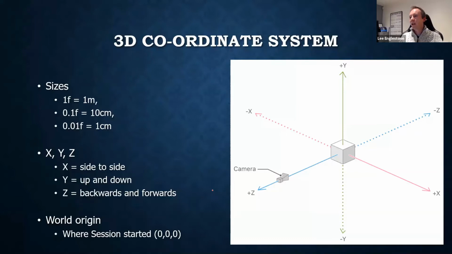Now the Z index I need to highlight because it's a bit of a gotcha. It works, I'd say, backwards to forwards. You'll notice that the negative Z index is actually in front of you, and the plus Z index is behind you. Don't ask me why it does that. But if you're not aware of this and you're like me, you'll be trying to put a sphere in front of you by giving it plus 1F in the Z index, thinking that'll put it a meter in front of me.